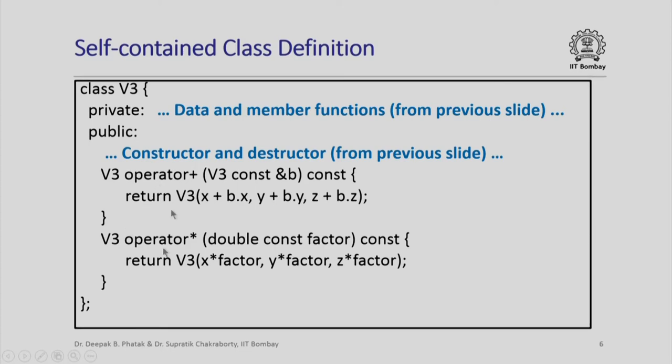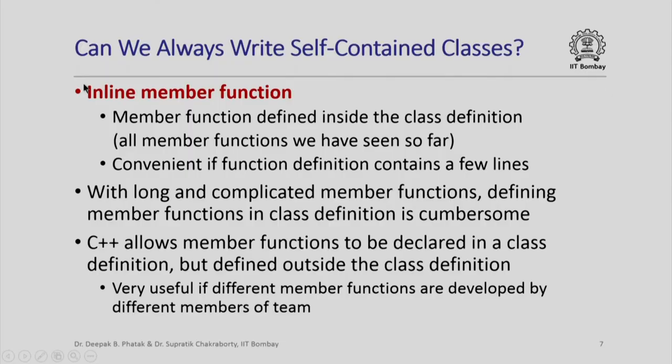And similarly, some other operator overloading member functions. They are also public member functions of the class V3. We have seen these in our earlier lectures. But note that these operator overloading functions are also completely defined within the class V3. Such class definitions are also called self-contained class definitions. Everything that you need to know about the class is completely contained within this opening brace and the closing brace of the class definition. Now, can we always write self-contained classes?